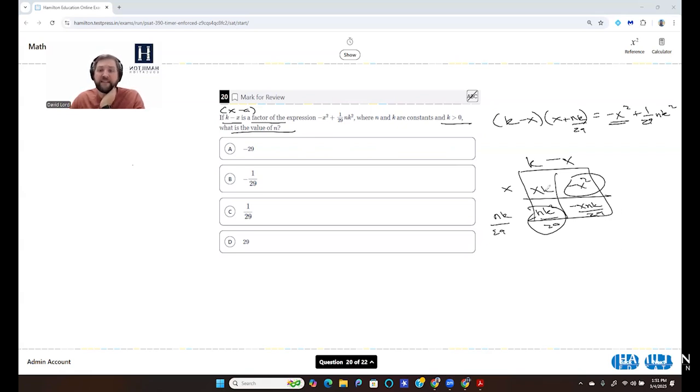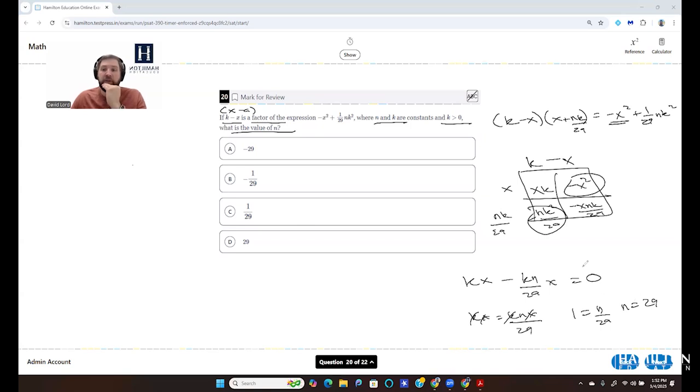What is the answer supposed to be? Well, that's actually the next step. Because n and k are constants, not variables, that means that kx minus kn over 29 x must equal 0. So from here, we can figure out, by setting them equal to each other, that kx is equal to knx over 29. The k's cancel, the x's cancel, and so we get 1 is equal to n over 29. So therefore, n must be 29.